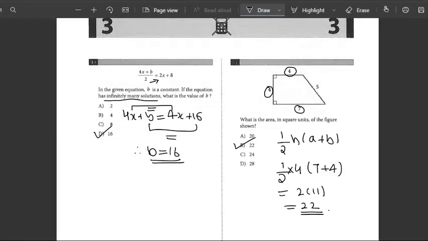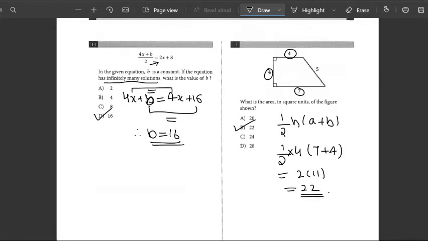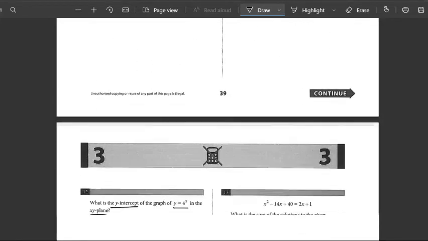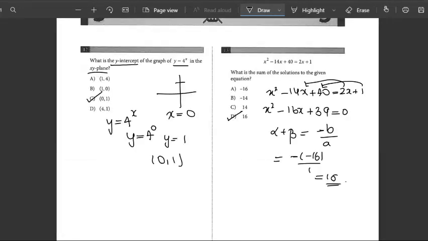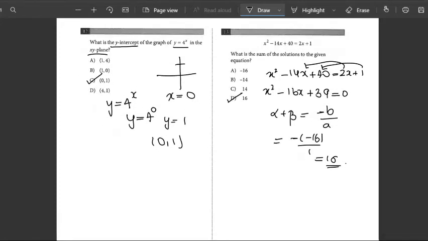4x plus B equal to 4x plus 16. So B is equal to 16. Half into 4 into 11 would be 22. 11 is also B. The y-intercept is when x is equal to 0. So y is equal to 4 raised to 0. Y is equal to 1. 0 comma 1. 12 is C.